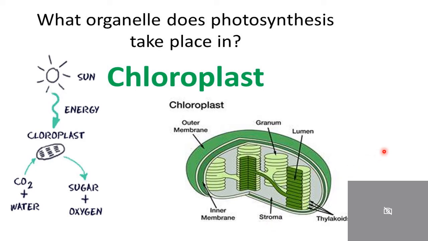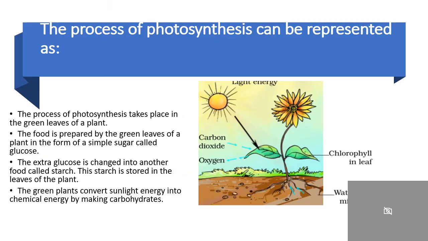Now let's study in detail the process of photosynthesis. In the figure you can see there is a picture of a plant, and the presence of sunlight. Then the basic essential requirements for this process. So first point is the process of photosynthesis takes place in the green leaves of a plant. Now the second point is the food which is prepared by the green leaves of a plant, which is in the form of a simple sugar. What is that called? That is called glucose.